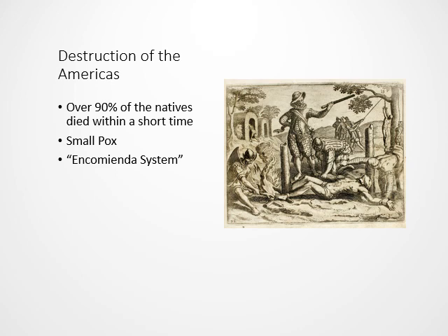The encomenda system basically allowed the government to commend, or give, Indians to certain colonists, in return for their trying to Christianize them. Basically, it was a form of slavery. Conquistadors would go in and conquer people. You would settle some land, and the crown would give you a certain set of slaves that you said you would try to Christianize, but basically they were your slaves.